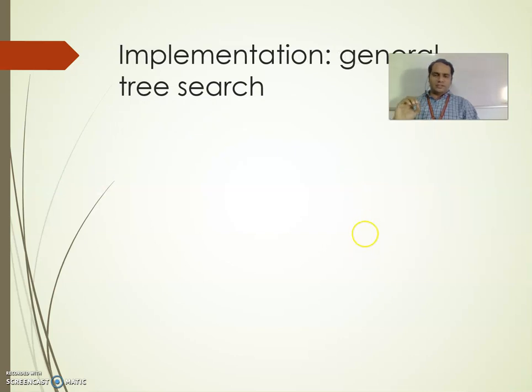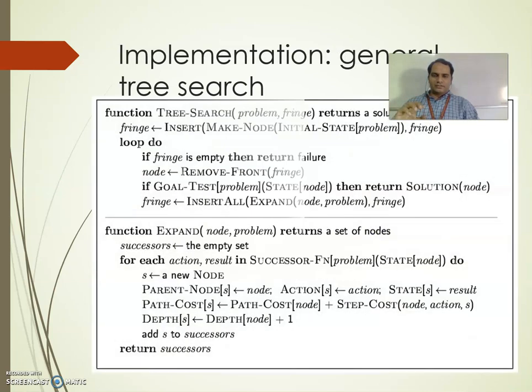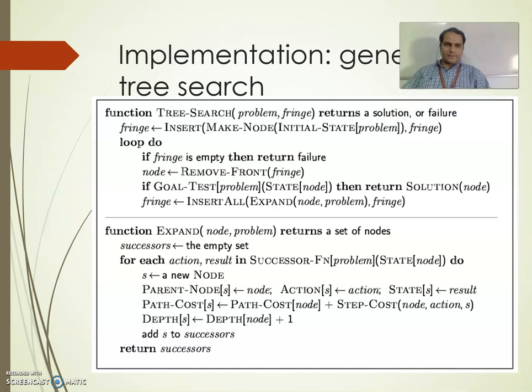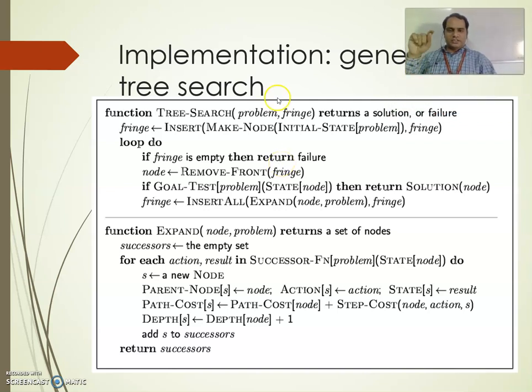Now, how do we implement general tree search? This is how it works. A tree search takes the problem with a fringe and returns a solution or failure. This we have already discussed. Now, first of all, based on the problem, I need to identify the initial state. So this initial state is put into a fringe by making a node. A node is created based on the initial state, and that is inserted into the fringe. So now my fringe is having one node. Now I will continue picking up from the fringe and expanding if it is not my goal node.